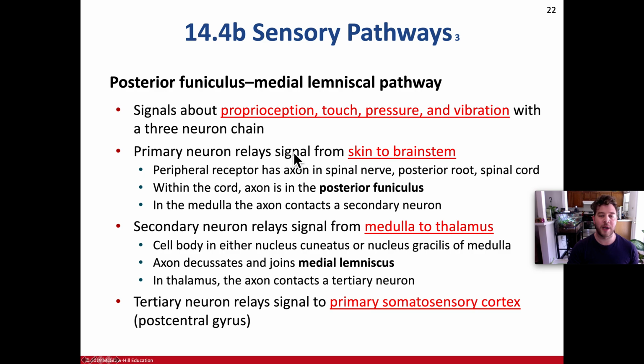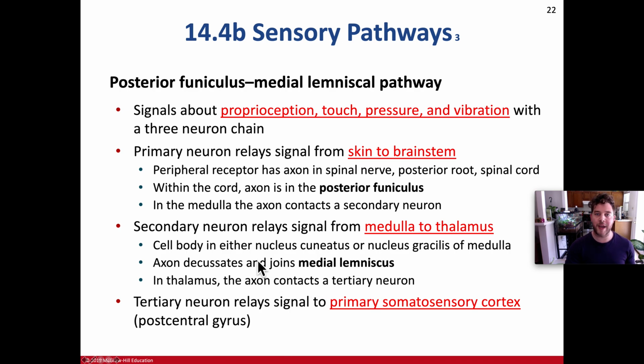You will have a primary neuron that's relaying signals from the skin to the brainstem. And when it says brainstem, it specifically means the medulla, right? You will have a secondary neuron that relays from the medulla to the thalamus. And then from the thalamus, it will go to the primary somatosensory cortex in the postcentral gyrus. That means integration takes place for sensory information.